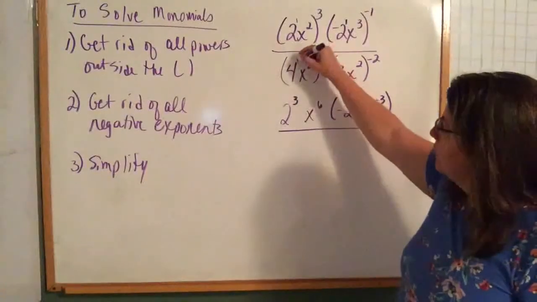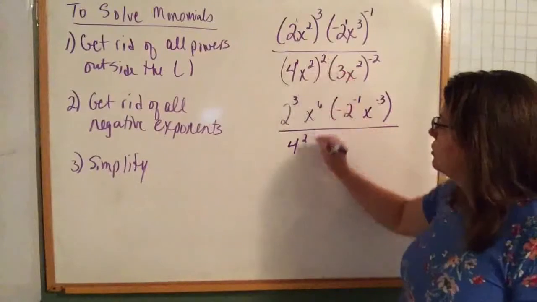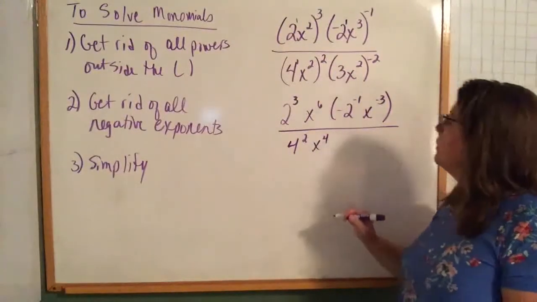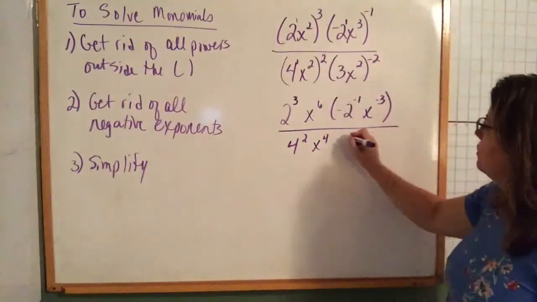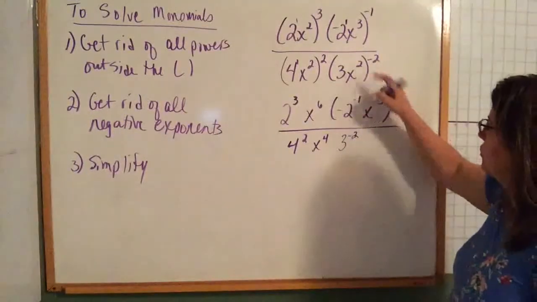Here, 4 to the first, that would be 4 to the second. X to the 2 times 2 is x to the 4th. This is 3 to the -2, so that would be written down below. And then that would be x to the -4.